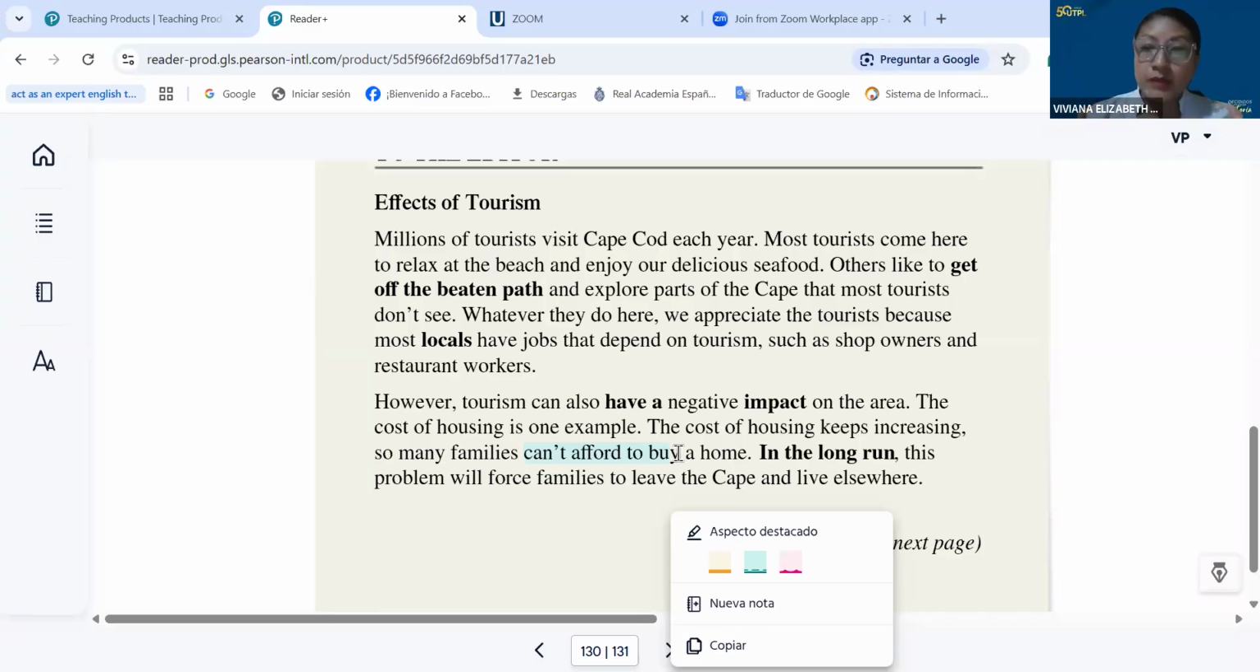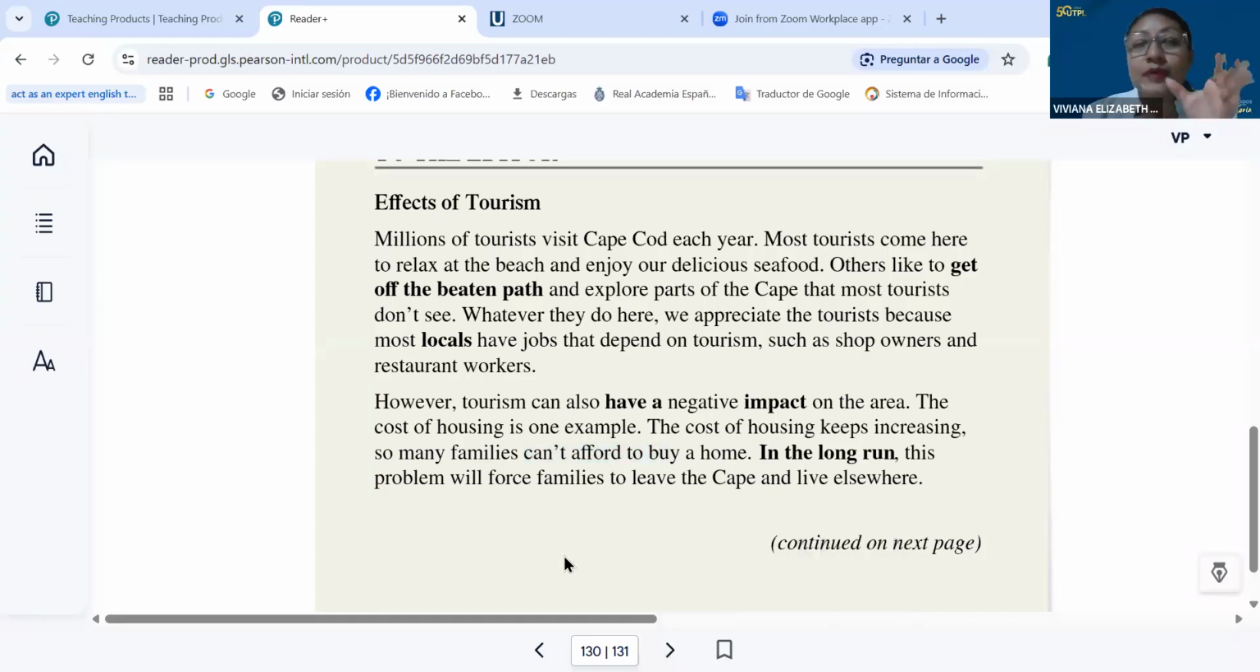Of course, some locals receive that benefit because they receive money for different reasons, because they have businesses in which tourists pay for the services, but some other locals have been impacted because of the cost of living. Most of them can't afford the cost of buying a house or renting a house. So most of these locals, people who live there or were born there, can't continue living there. They need to leave in order to find a cheaper place. So that is the negative side in this part.